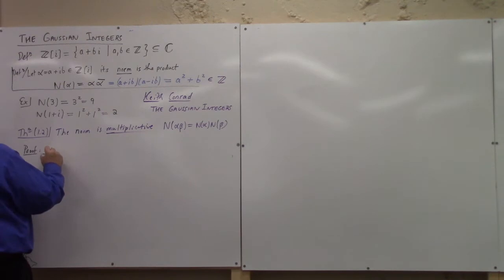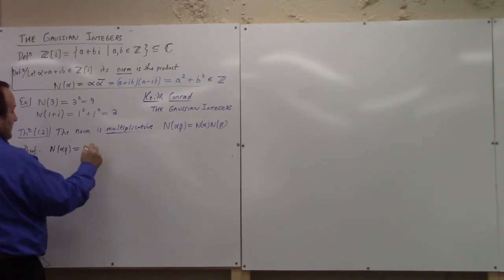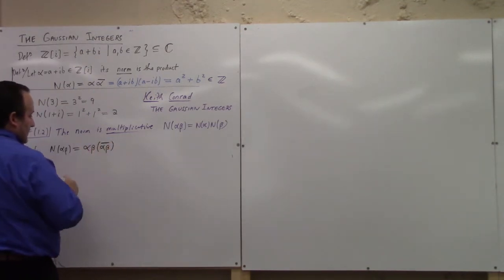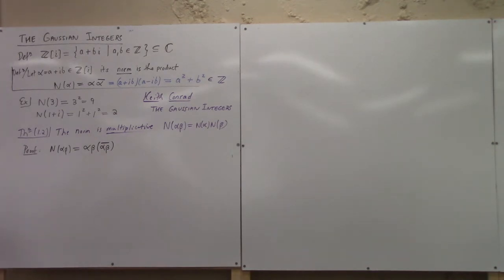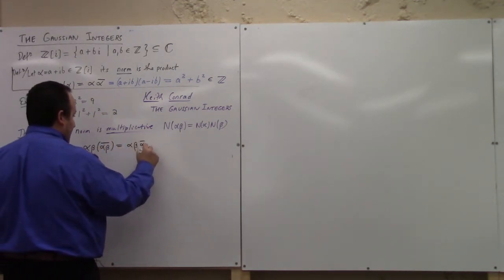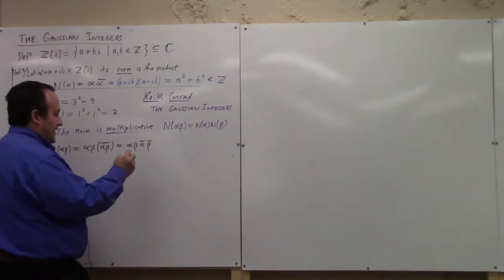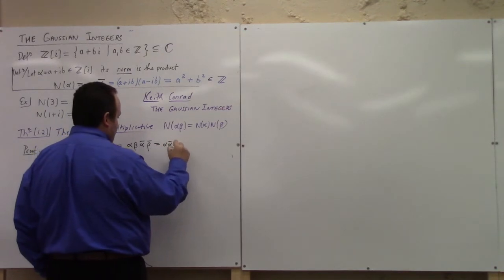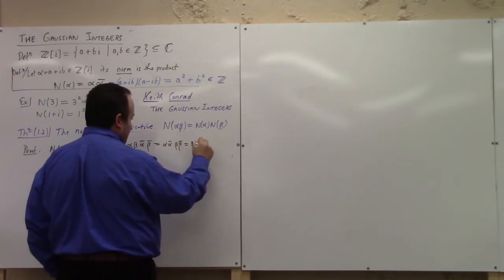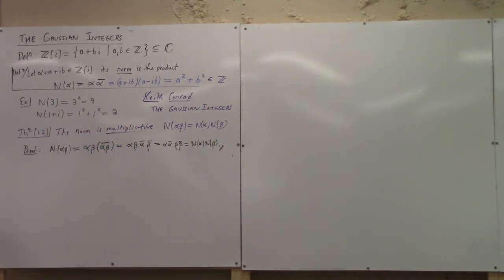So the norm of alpha beta is by definition alpha beta times alpha beta conjugate. But one of the fundamental properties of complex conjugation is that the conjugate of the product is the product of the conjugates. So this is exactly alpha beta times alpha bar beta bar. And then, of course, complex numbers commute, so we can reorder these. And I have alpha alpha bar and beta beta bar. In other words, I have n of alpha times n of beta. We're done. The norm is multiplicative.